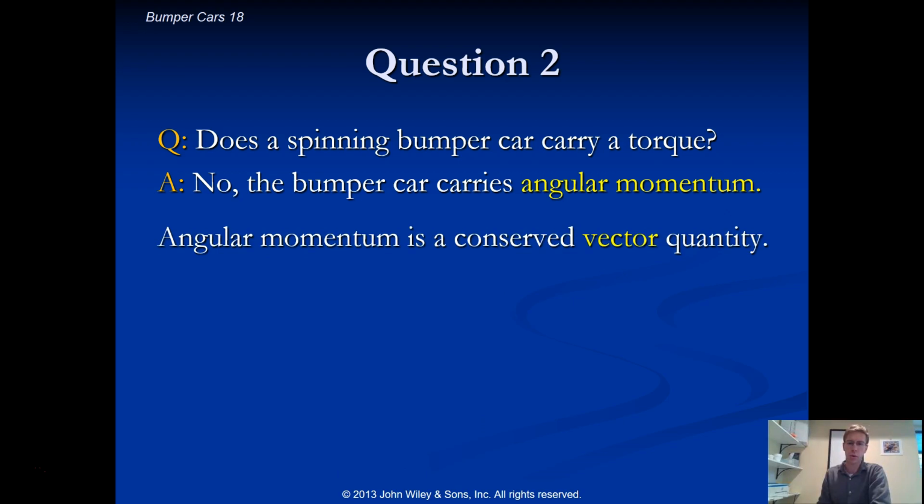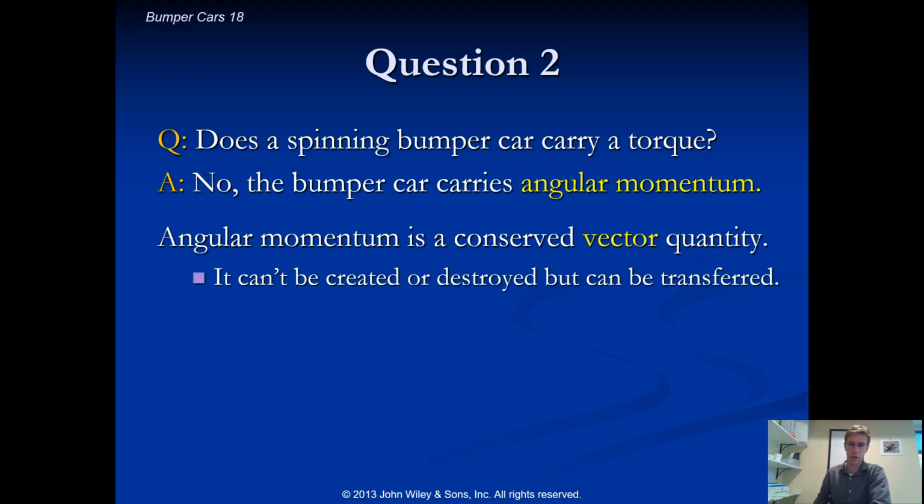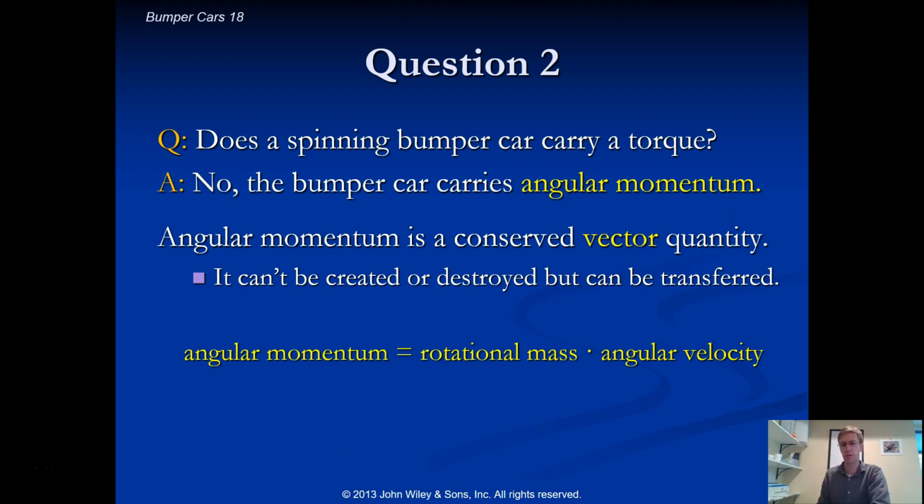So angular momentum, again, is a conserved vector quantity, something that we're going to do and talk about in class on Monday a little bit. I mean we're going to use some demonstrations. So angular momentum is a vector quantity that can neither be created nor destroyed. It's only transferred provided that you have an isolated system. And so angular momentum, again, as we defined in class, is going to be equal to rotational mass multiplied by angular velocity.